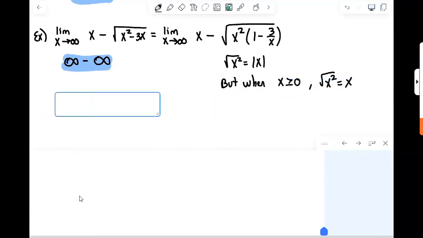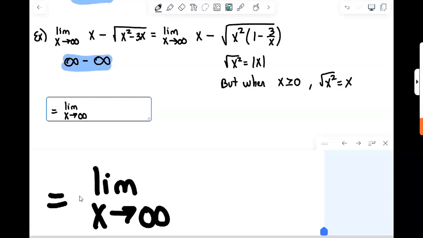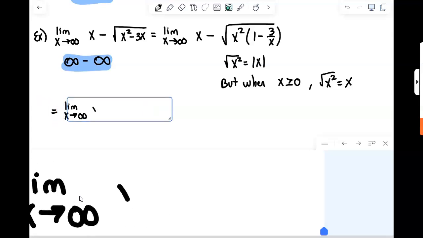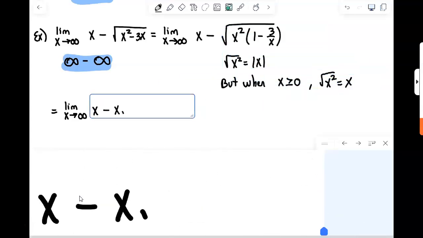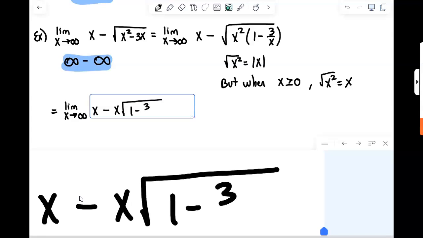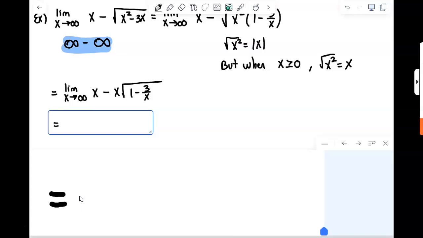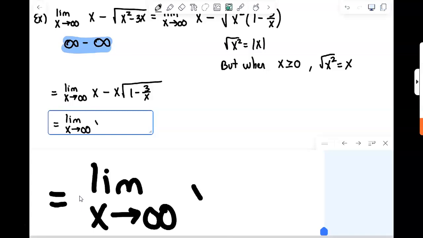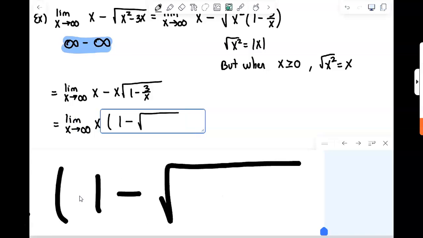Okay, so we can actually rewrite that now as the limit as x approaches infinity of x minus, and now the square root of x squared will just be x, so x times the square root of 1 minus 3 over x. Okay, and now we factor out that x that we're looking for there, get it out of the problem. So now I have x times 1 minus the square root of 1 minus 3 over x.